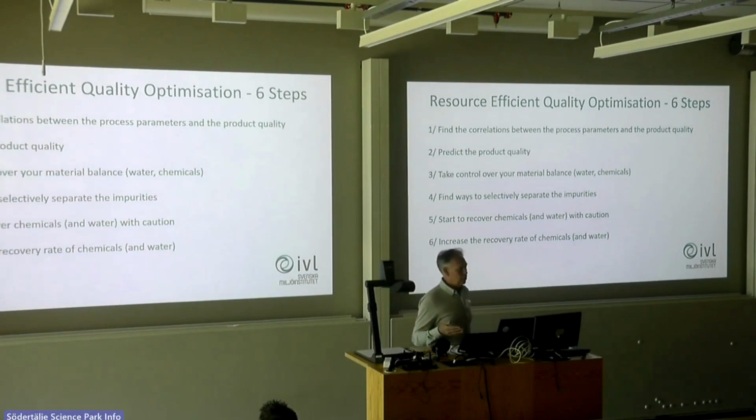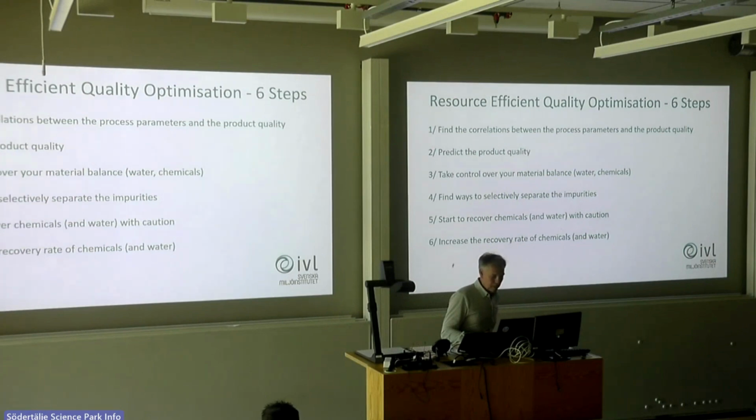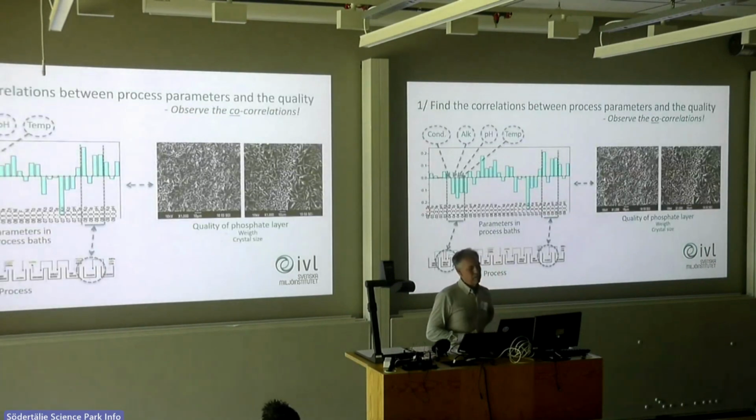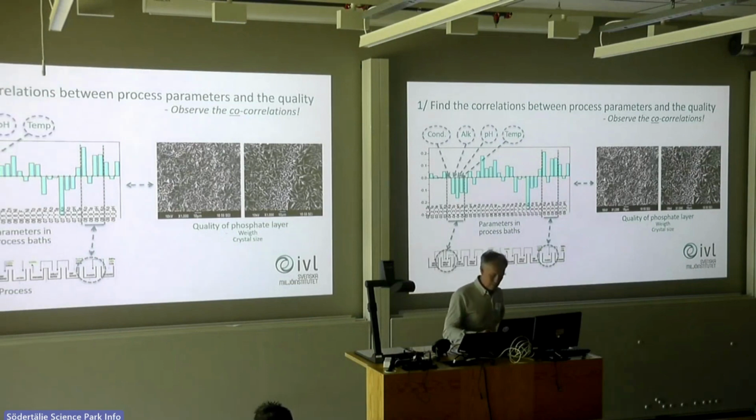So resource efficient quality optimization could be done in 6 steps. And I will show you later on, but I think mainly in 6 steps. And first of all, you have to get the knowledge about the processes. As we are working with correlations between the different process paths, you have to understand how different parameters in each process path actually have an impact on the product quality.